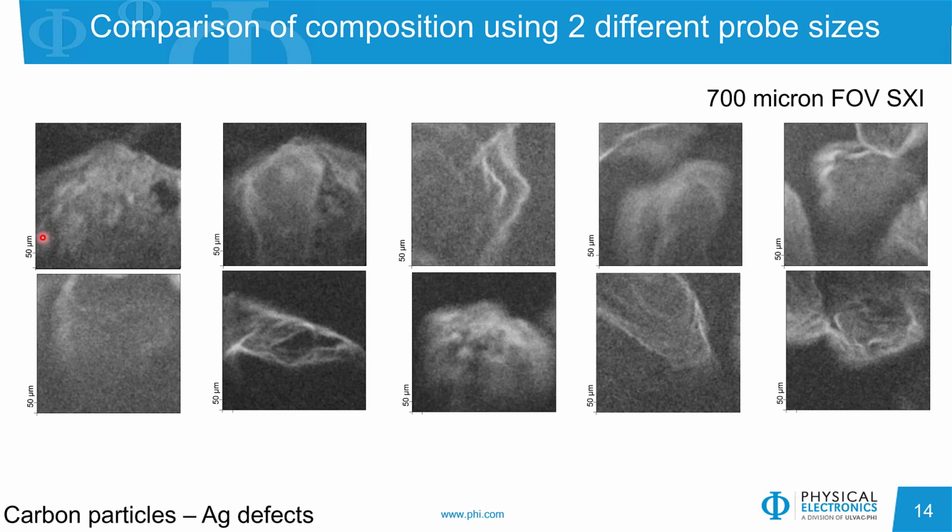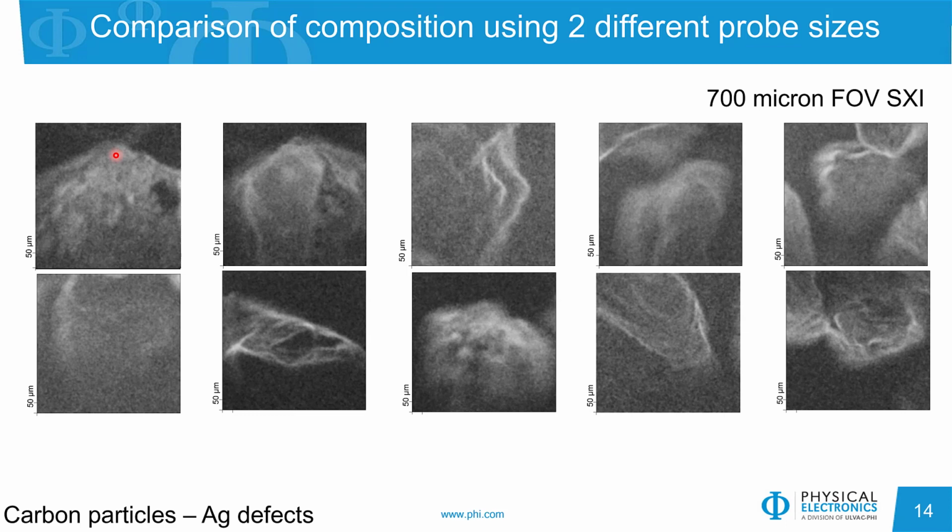So here we have carbon particles with several silver defects on top of them. We have selected 10 areas for analysis, and we can see 700 micron field of view as secondary X-ray induced images. You can immediately see contrast, heterogeneities in these images, brighter and darker areas. Some of this is due to topography, but most of it is due to different concentration of silver.